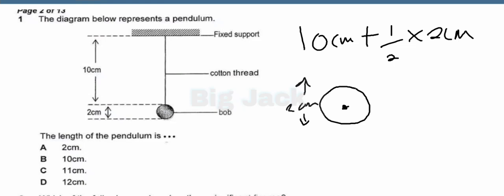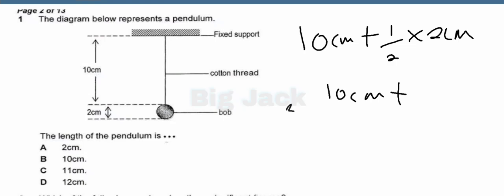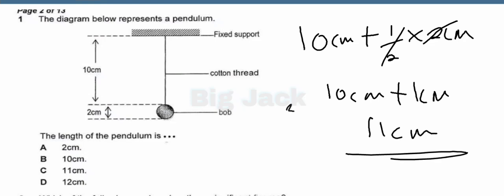So what we are going to do here is say 10 centimeters, then plus, what is the half of 2 centimeters? That is 1 centimeter. Then we just add 10 centimeters plus 1 centimeter, and the answer is going to be 11 centimeters. Meaning the answer here is just going to be what? C. That's the correct answer.